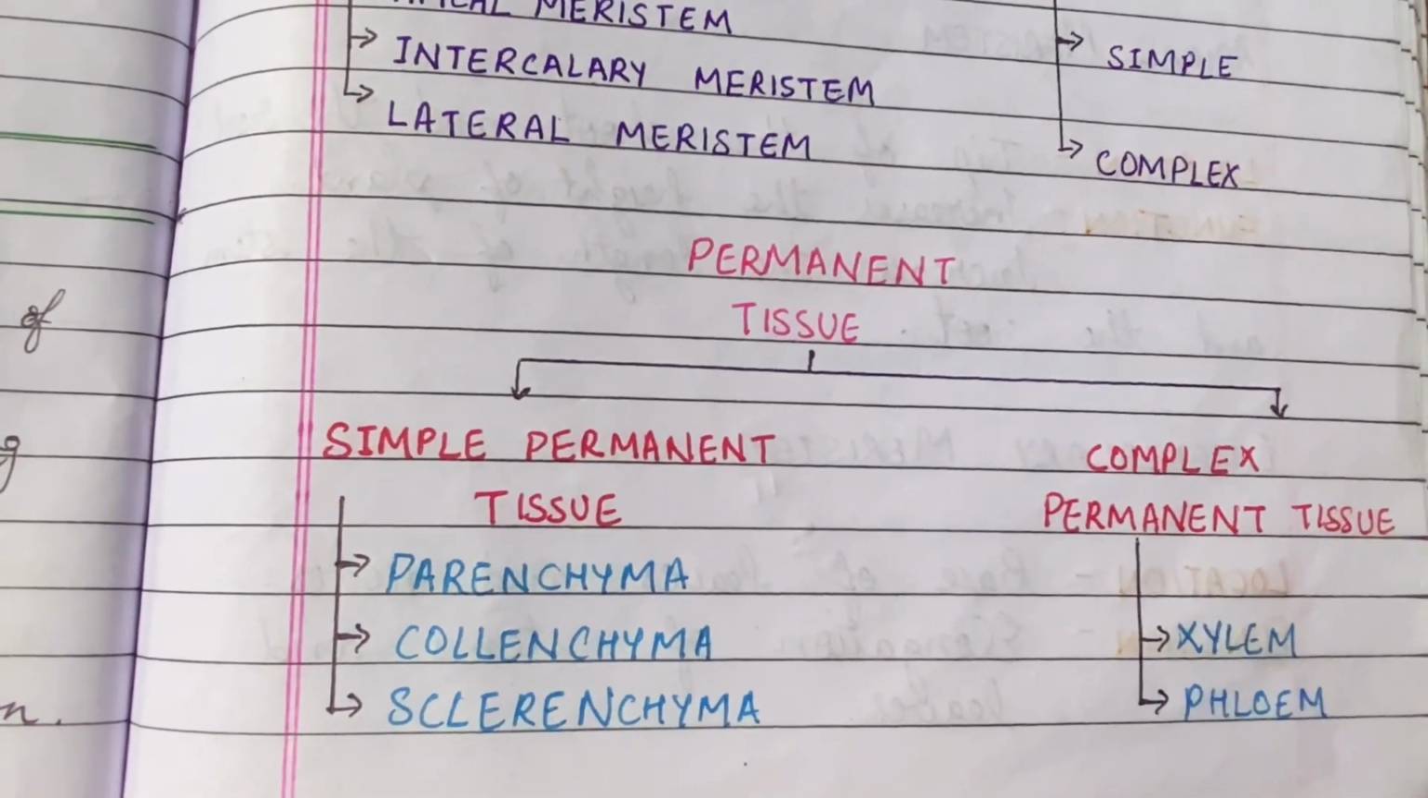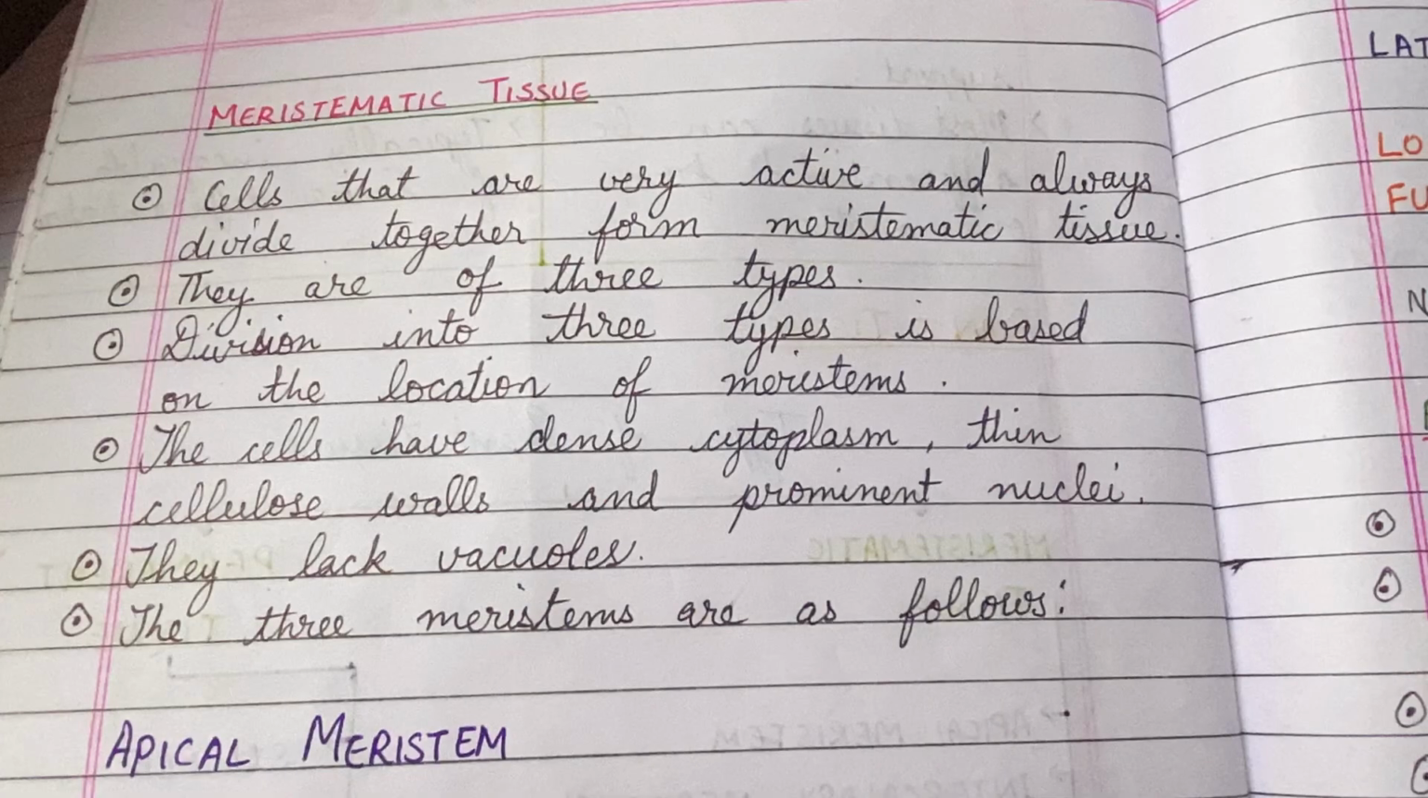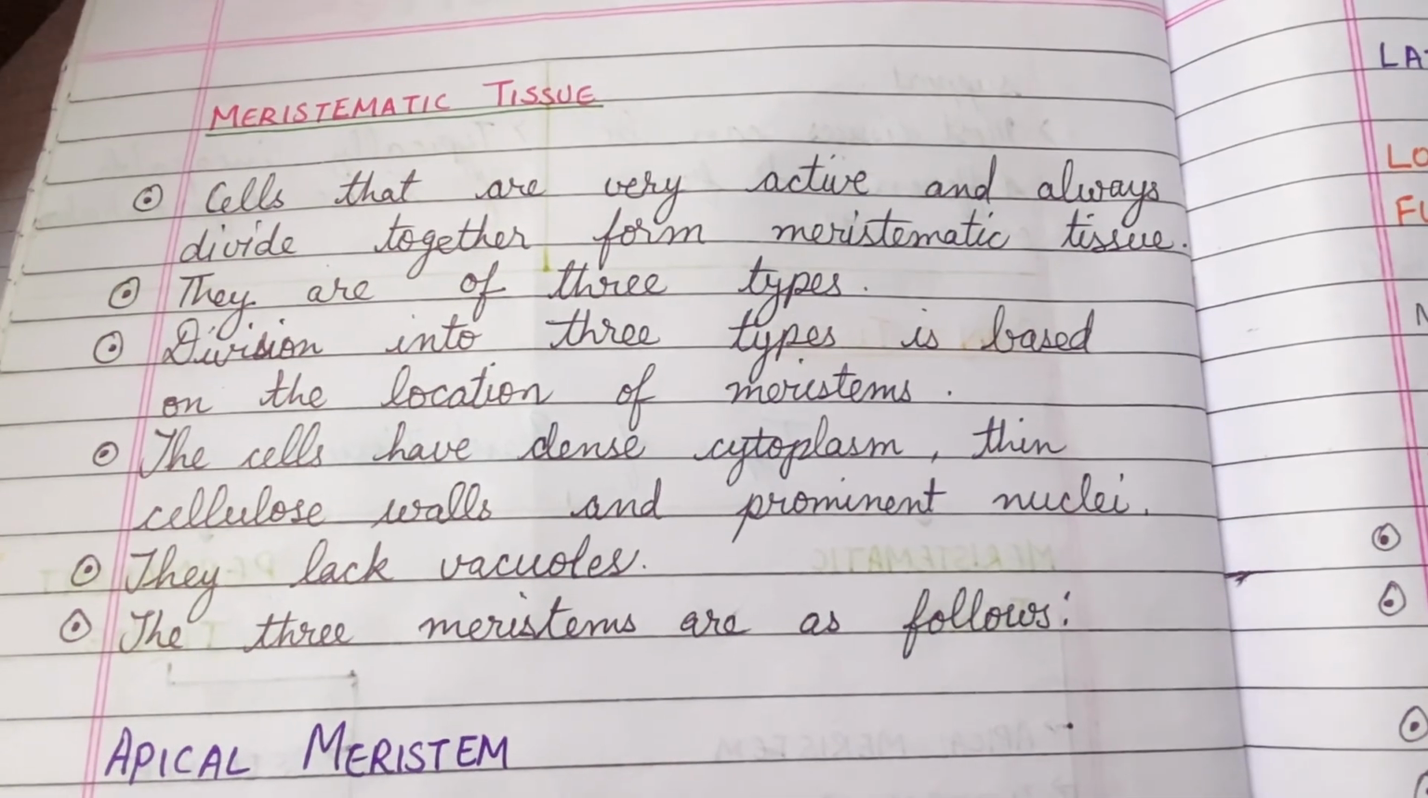Meristematic tissue. These tissues have cells that are very active and always divide together. They are of three types. Division into three types is based on the location of meristems. The cells have dense cytoplasm, thin cellulose walls, and prominent nuclei. They lack vacuoles. The three meristems are as follows.